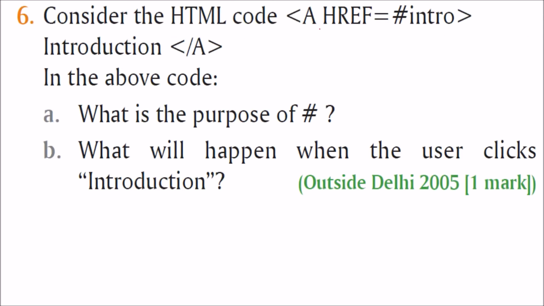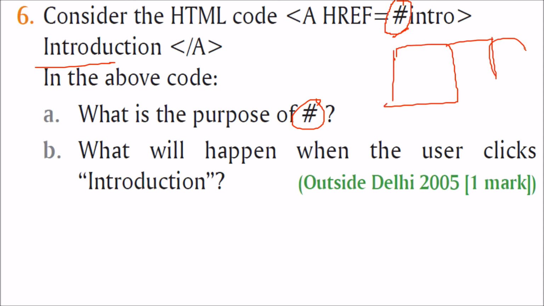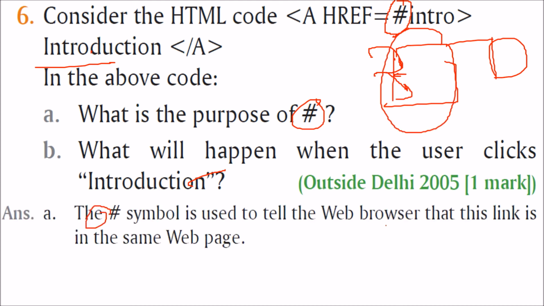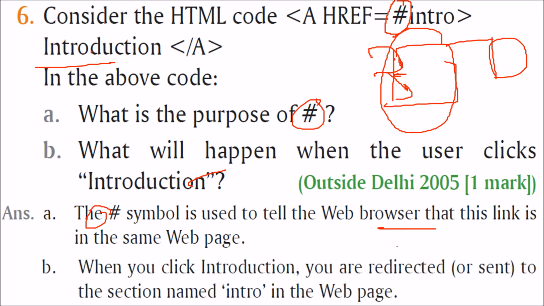Consider this HTML: href is equal to #intro, and inside this you have Introduction. So what is the purpose of the hash? Hash means you will not be going to any other page, but this link will take you somewhere inside this page. What will happen when the user clicks Introduction? It will take you to some section of this web page. So this hash symbol is used to tell the web browser that this link is in the same web page, and when you click Introduction, you are redirected to the section with id intro in the web page, wherever it is.